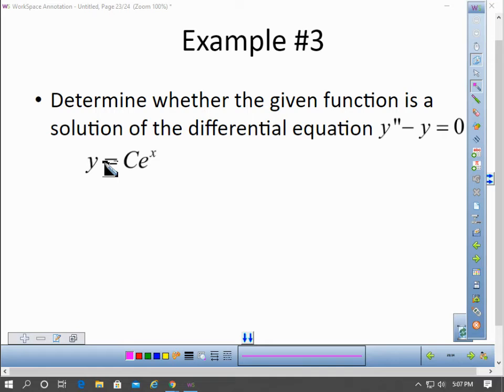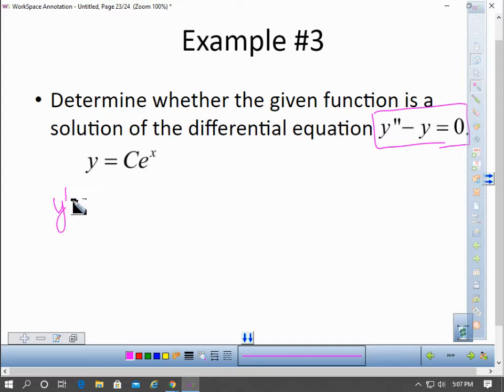Determine whether the given function is a solution of the differential equation. This is still the same differential equation. So is this a solution? All right, so let's do the same thing. Y prime, keep your coefficient. The derivative of e to the x is e to the x. All right, y double prime, keep your coefficient. The derivative of e to the x is e to the x.